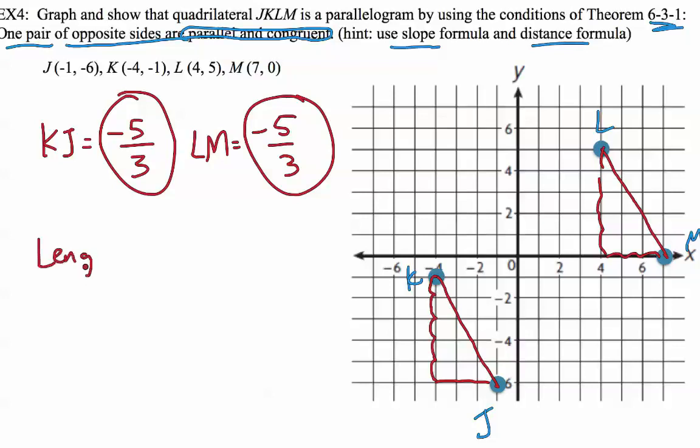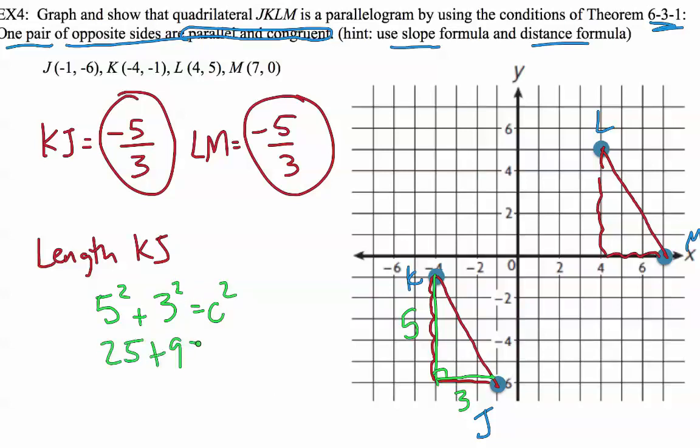Now let's find the length of each one of these sides. So for the length of KJ, I can use the distance formula, or I can think of this in terms of a right triangle, in which my Pythagorean theorem will come in handy, because the length of KJ will just be the hypotenuse of the right triangle. It has sides 5 and 3, so I'll say 5 squared plus 3 squared equals c squared. So that's 25 plus 9, which is 34, equal to c squared. So if I take the square root of 34, I'll end up with the length of that hypotenuse, and I'll just leave it as the square root of 34.